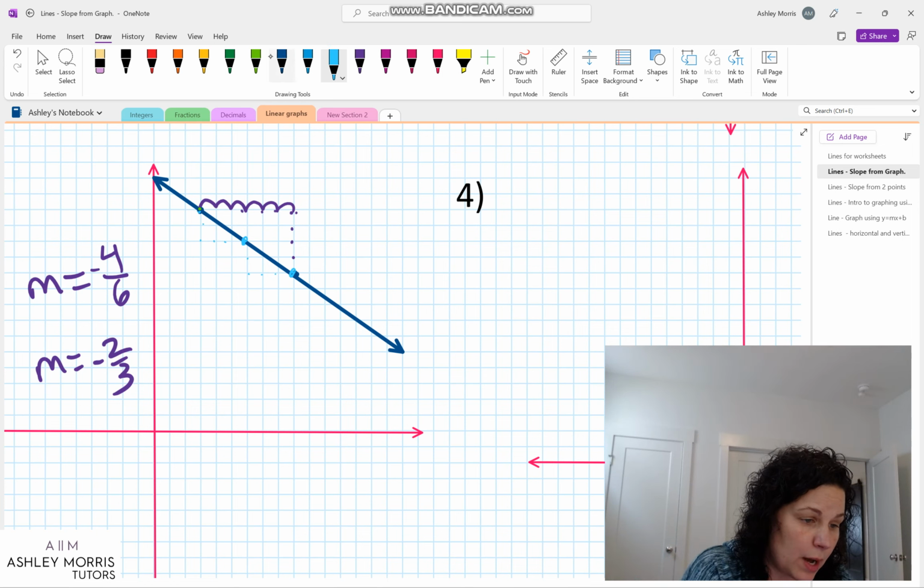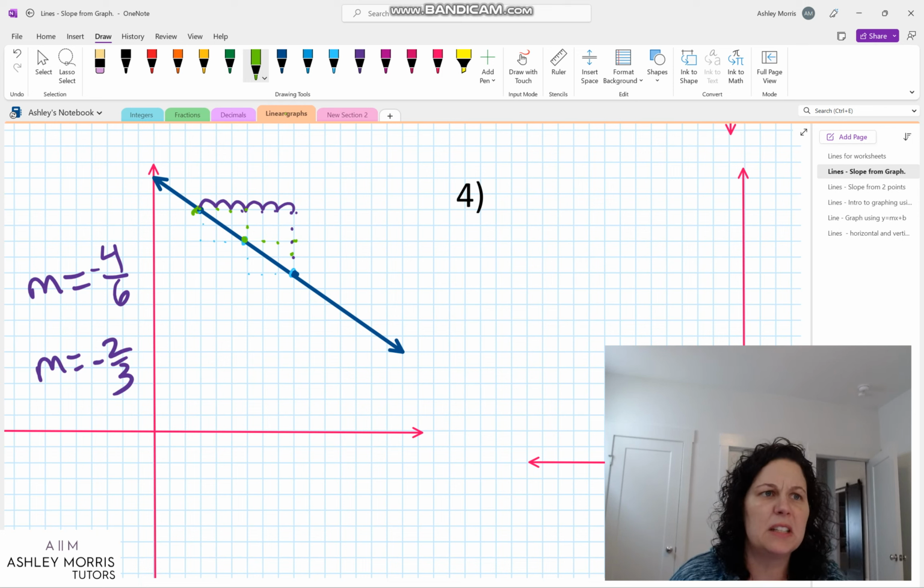I could also go up 1, 2, and left 1, 2, 3. And as long as I'm counting carefully, the slope never changes. You always end up back on your line.